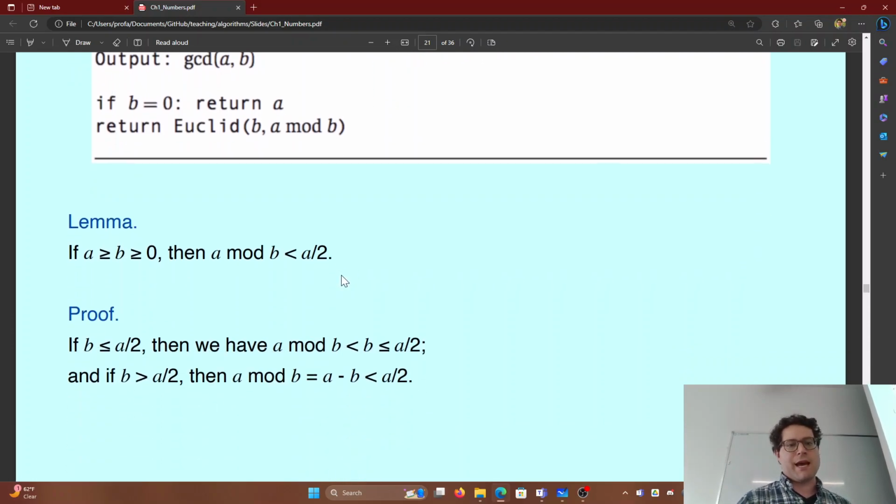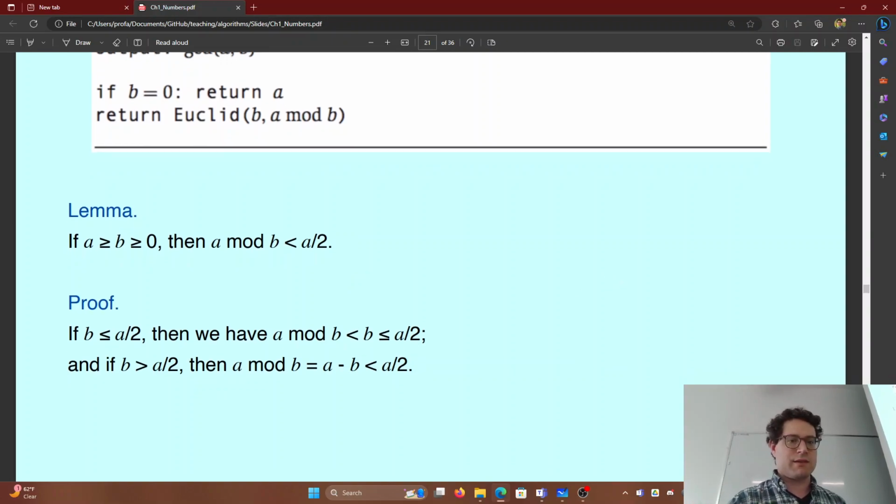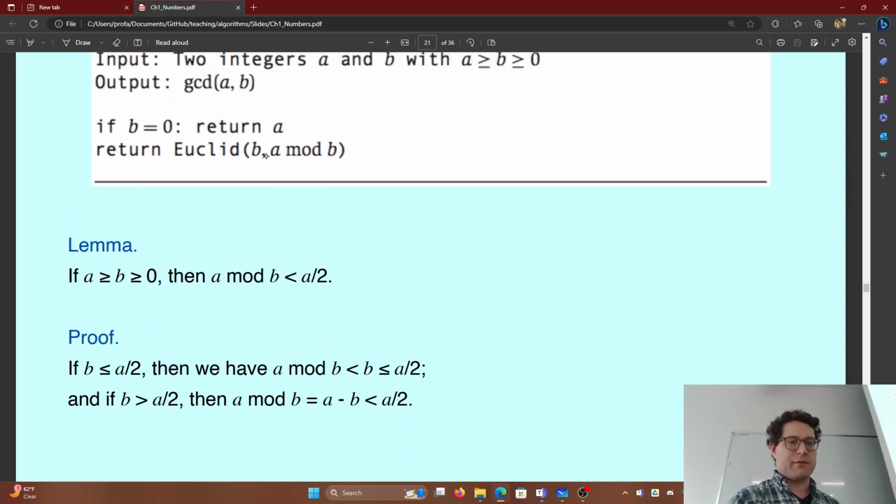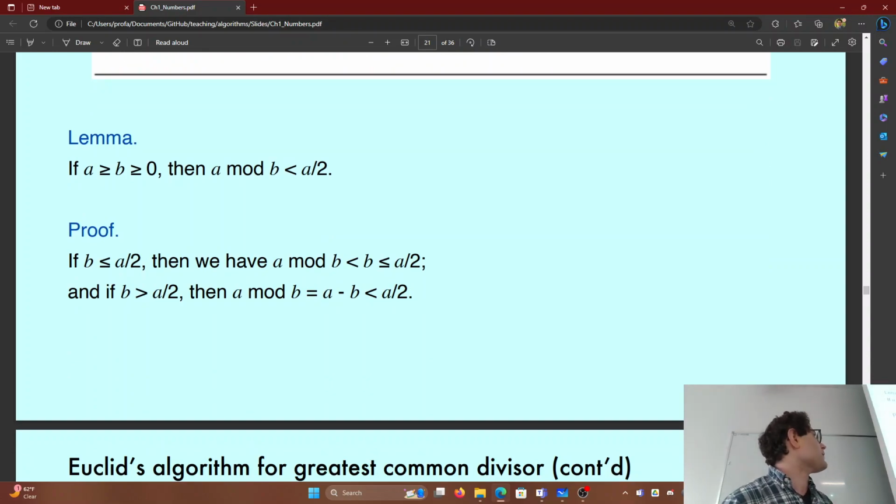And what we had over here was a lemma that I didn't get to, which says that if A is greater than B and 0, then this number right here, A mod B, will be less than A divided by 2. Why is this useful? Because every step of this basically halves the number at least. We generate a number that's at most half of A, which makes the numbers go down very fast.